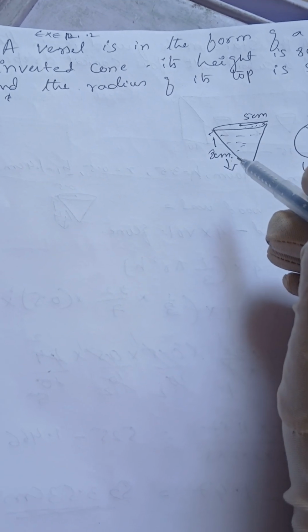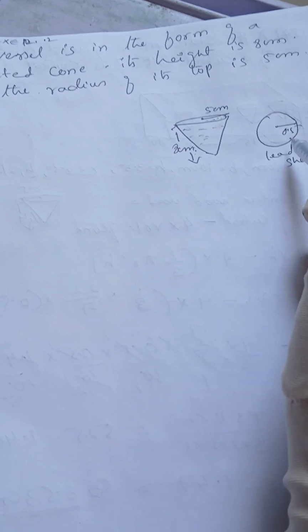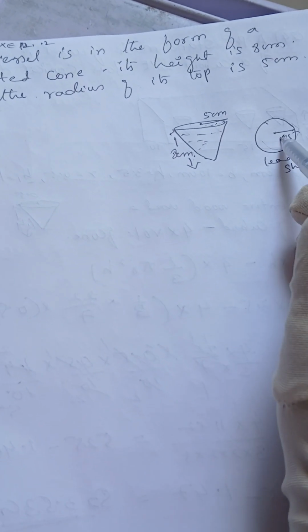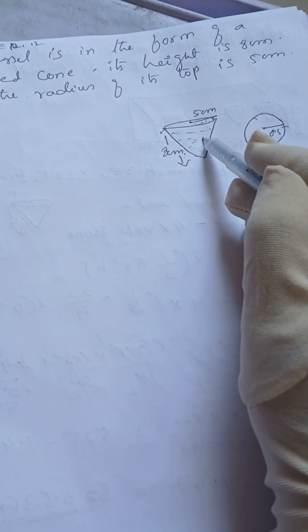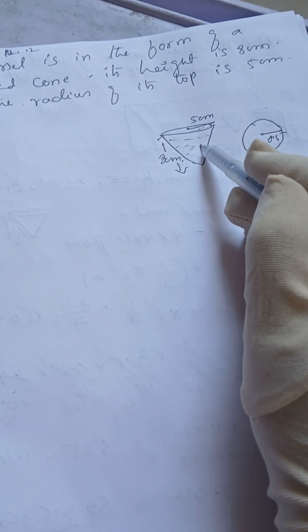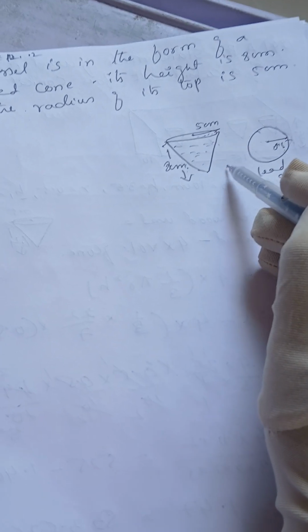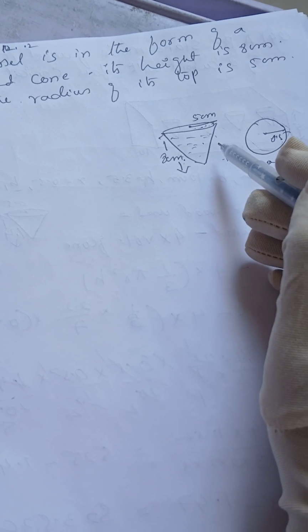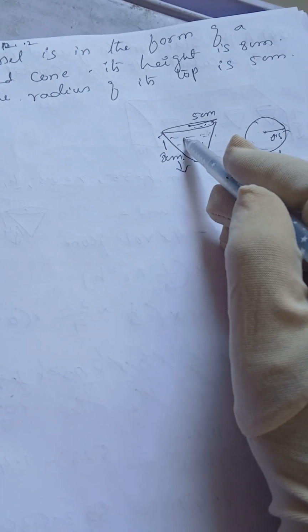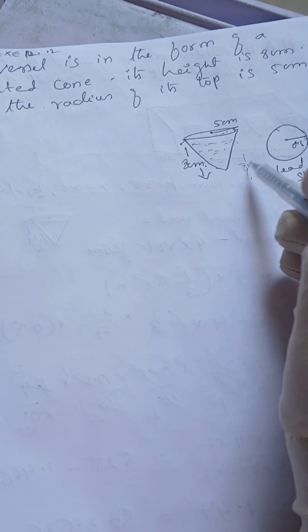Lead shots of spherical shape, each a sphere of radius 0.5 centimeter, are dropped into the vessel. When these are dropped into the vessel, 1/4 of the water flows out. What we have to find out is the number of lead shots put in the vessel, so that 1/4 of the water came out from the vessel.